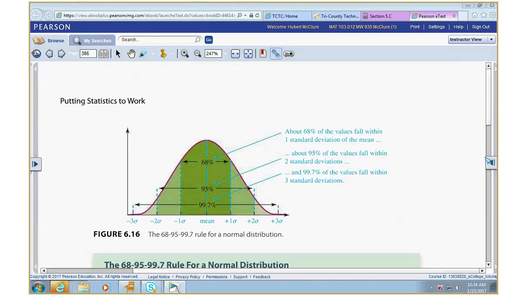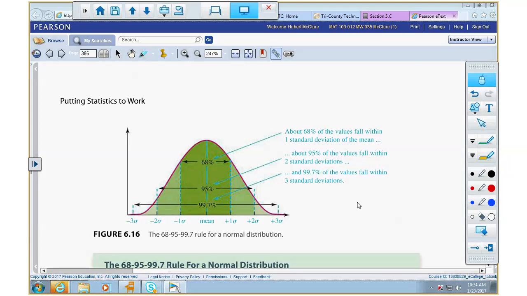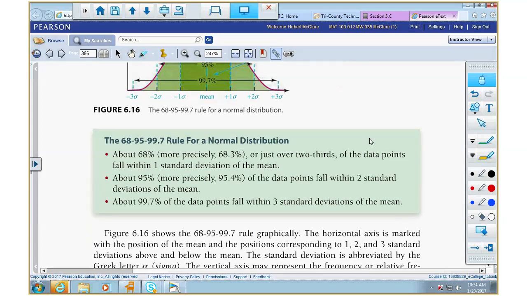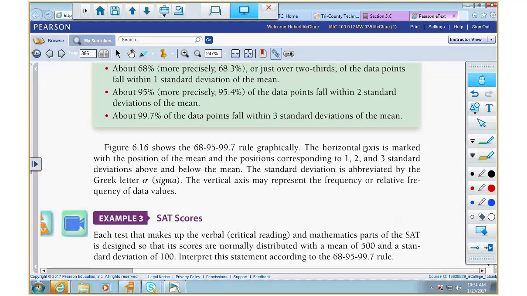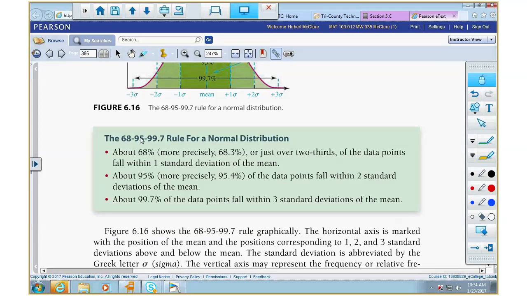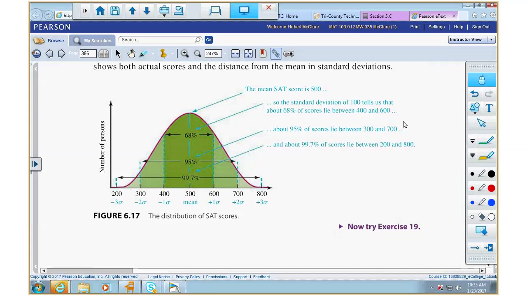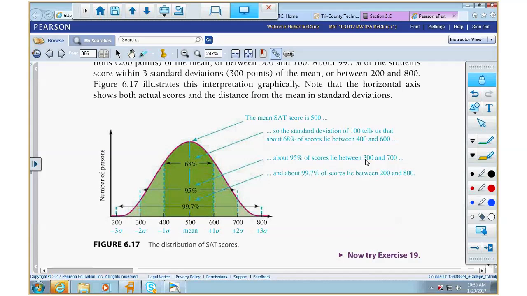Let's move on to what they call the 68, 95, 99.7 rule. This basically says y'all are not smart enough to remember empirical, so we're going to call it this. There's the empirical rule again. It's just showing you the numbers, how they change with the problem.